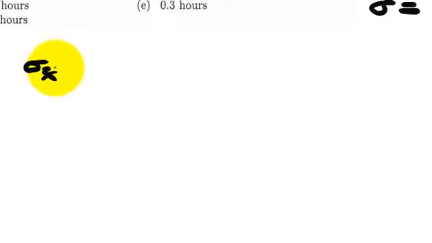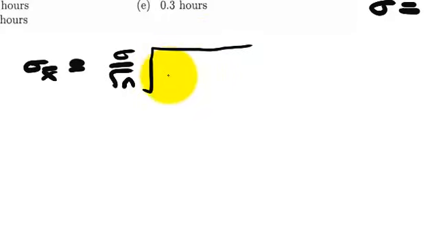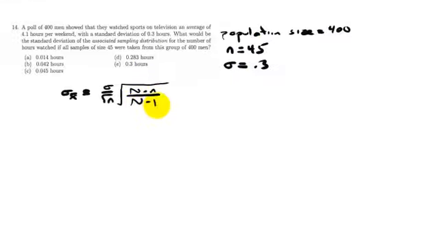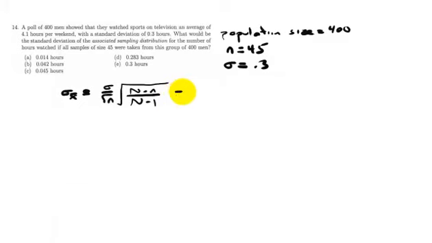So sigma x bar, that's our sampling standard deviation, equals sigma over root n, times a big square root with big N minus little n over big N minus 1. Let me just make sure that I have that right. Okay. So that's going to be 0.3 over the square root of 45. On top, it will be 400 minus 45. Notice I'm putting parentheses on, because when you're putting this in the calculator, you will have to put parentheses on the numerator. And then 400 minus 1.